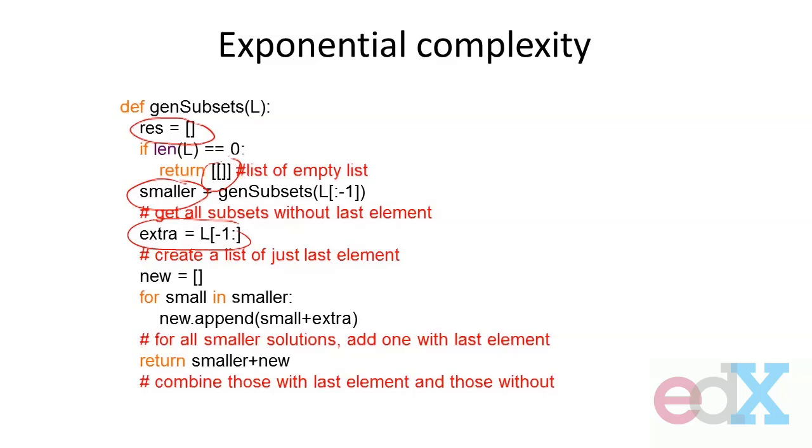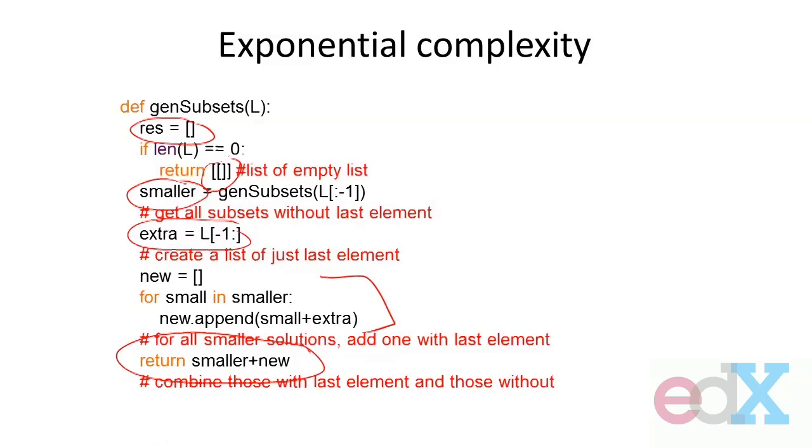And then I want to take all of the subsets without the last element, and all of the subsets with the last element, and add them together. And I'm done. So there's a little loop where I take everything in the smaller one and add that last element onto it, and I create those into new. And then finally I create a flattened version, which is all of the versions without the last element, all of the versions with the last element, and I'm done. You can go code this up and try to see that it does the right thing.